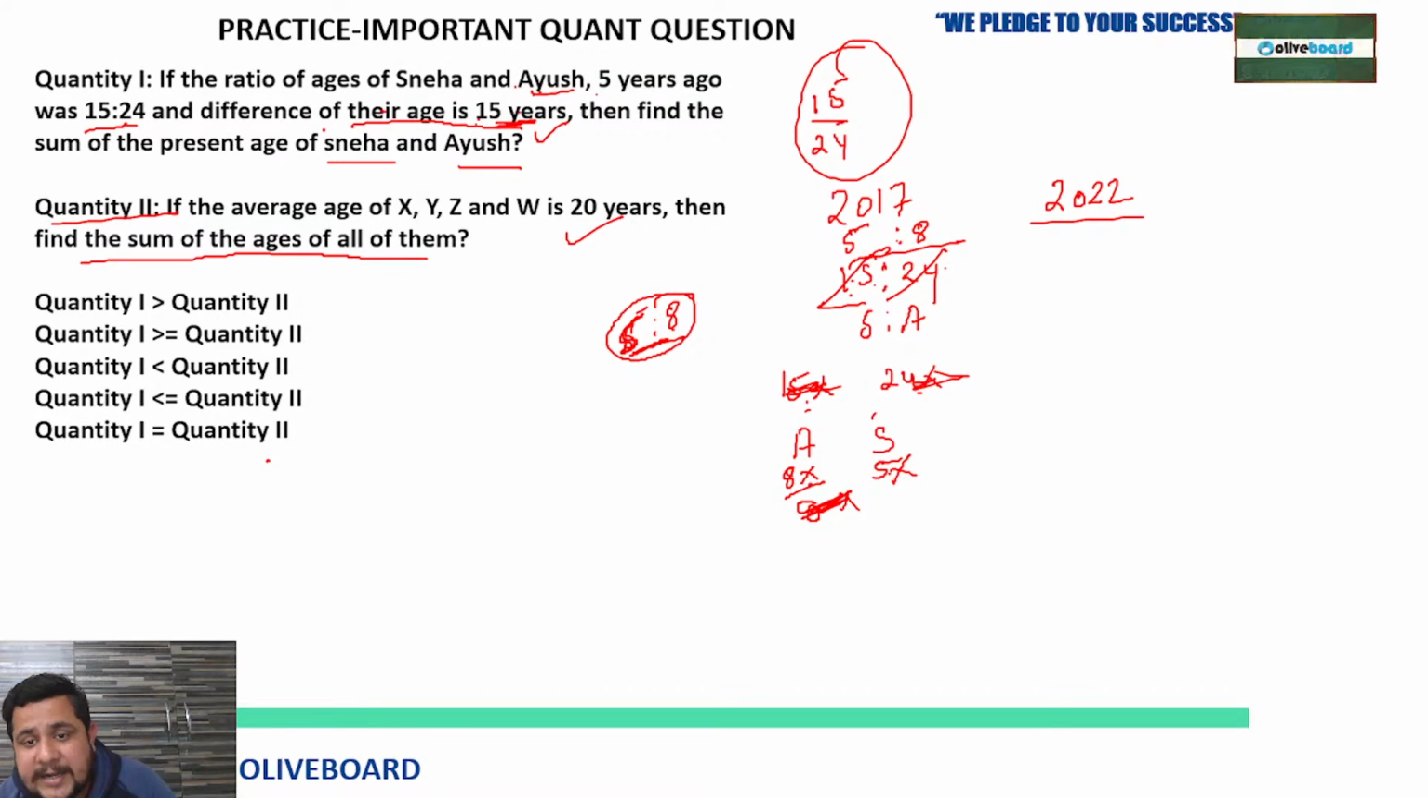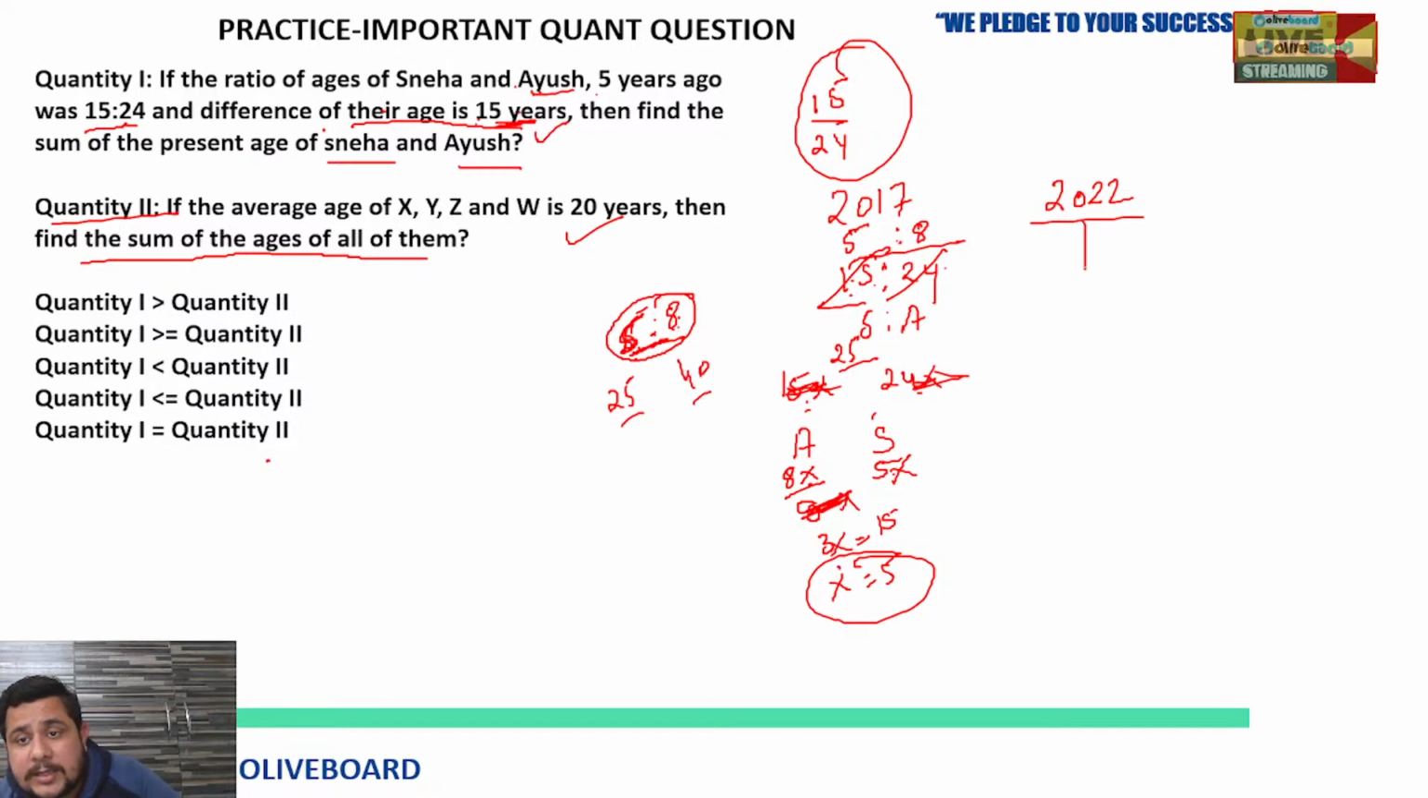So now 8x minus 5x, so 3x. 3x equal to how much? 15 years. Their age difference is 15 years. So the value of x will be 5. So in 2017 their ages will be what? 5 into 5 means 25, right? Because the age ratio is 5 is to 8. Now 8x, 8 multiply 5 means 40.